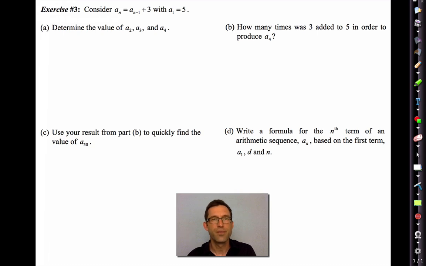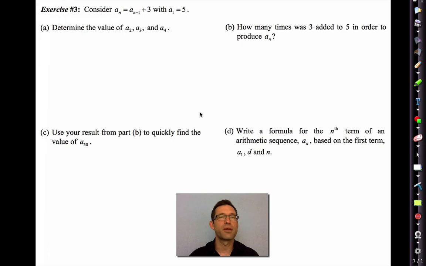Exercise 3. Consider a sub n equals a sub n minus 1 plus 3, and a sub 1 equals 5. First part, determine the values of a2, a3, and a4. All right, go for it. You shouldn't need my help on this one. Okay, let's go through them.